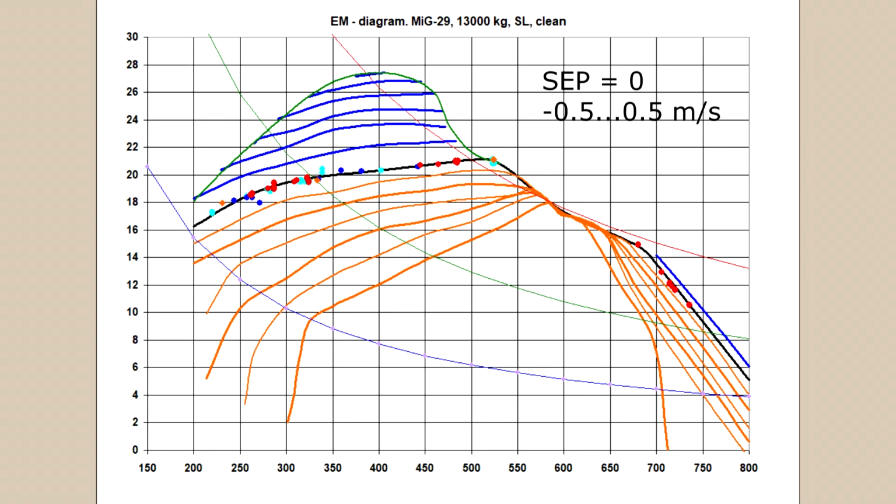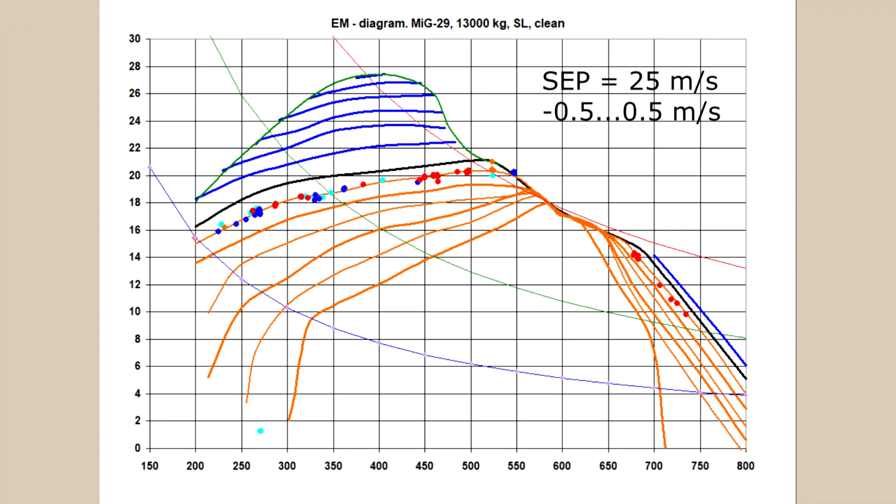The next line corresponds to SEP equals 25 meters per second, forming the full EM diagram. The plot also shows load factor lines at 3, 6, and 9G. As mentioned earlier, there's a subtlety often overlooked regarding load factor readings.